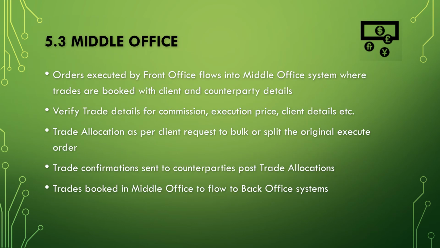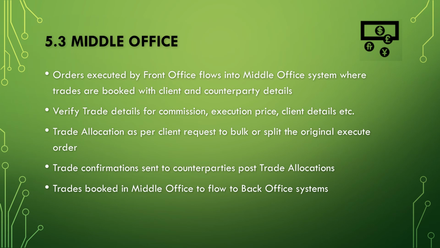Now coming to middle office. Once orders are executed at front office level, the executed trades information comes into the middle office system, where trades are booked with client and counterparty details and other economic details of the trade. Middle office is responsible for validity and verification of trade details. A few of the parameters can be commission, who is the client, what is the execution price, what was the execution price proposed to the client, and other economic parameters of the client and counterparty.